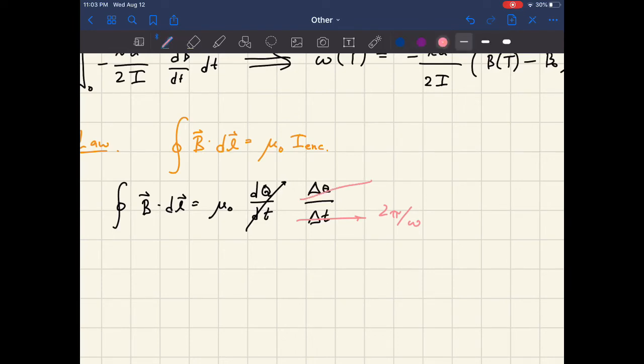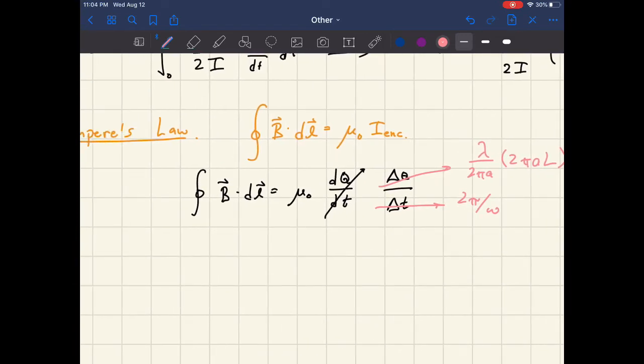Now, what's your delta q, your charge? Well, that's just equal to lambda over 2 pi a, your charge density, times your area, which is 2 pi a times L. Charge density times your area. Now, what exactly is this side? Well, this side just evaluates out to B times L. So that's just your integral for that loop. Simple enough.